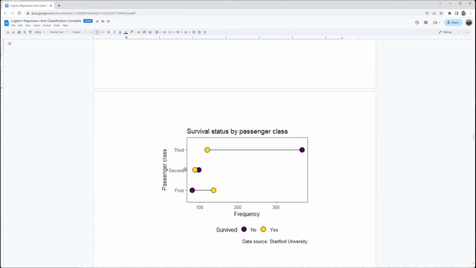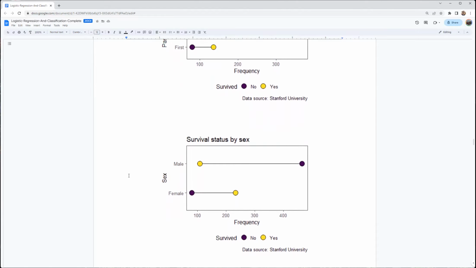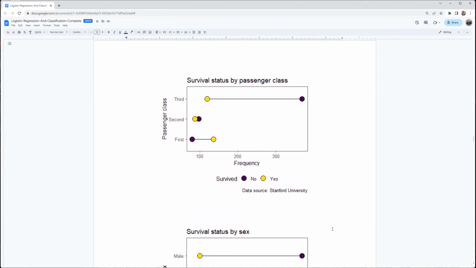And then for second class passengers, it looks like roughly the same number of people died and survived who are second class passengers. So we certainly suspect that it looks like there's differences in the probability of survival by class, sadly. It looks like people who are not as wealthy were much more likely to die than the wealthy on the Titanic here. But we can use logistic regression to quantify that exactly and see if that holds true after accounting for other variables like age and the sex of the passenger.